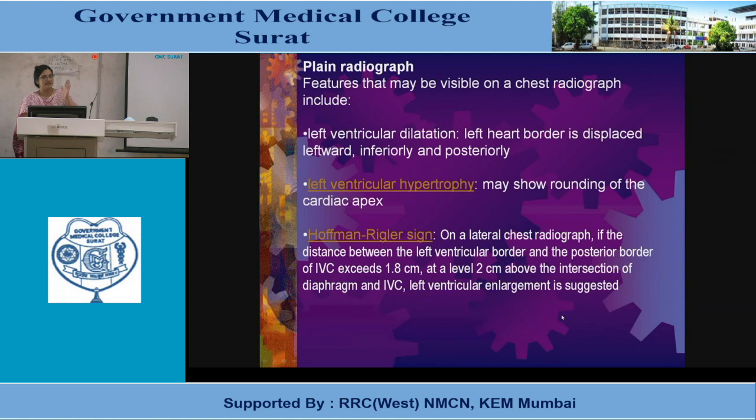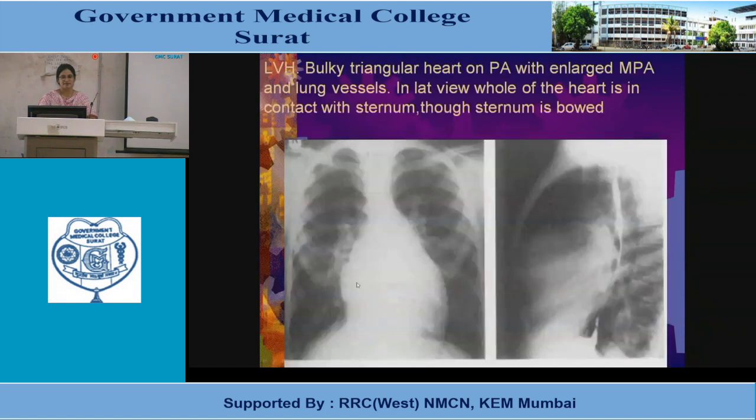If the distance between the left ventricular border and the posterior border of the IVC exceeds 1.8 centimeters, measured at a level 2 centimeters above the intersection of the diaphragm and IVC, so that it extends beyond the IVC, that means the left ventricle is enlarged. You can see a bulky triangular heart on PA with enlarged main pulmonary artery and lung vessels. In lateral view, the whole of the heart is in contact with the sternum. Though the sternum is also bowed, there is still a large amount of contact.